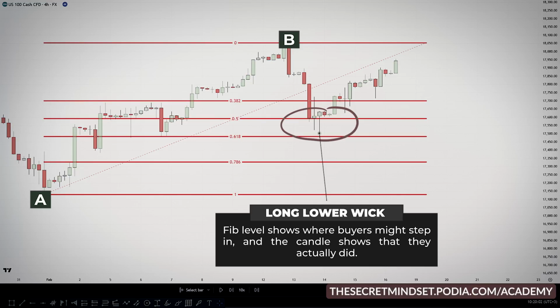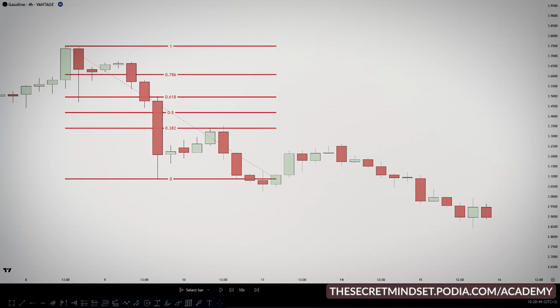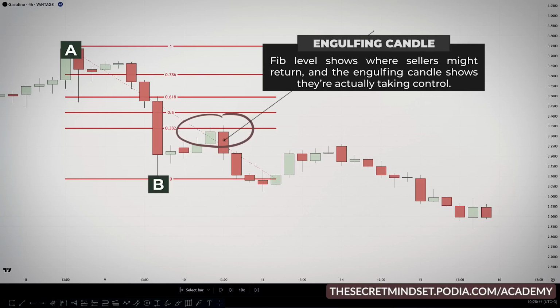The Fib level shows where buyers might step in, and the candle shows that they actually did. Here, price is in a downtrend and bounces up to the 38% Fib level. This level will act as a potential resistance in a downtrend. If an engulfing candle forms here, it implies the bounce might be over. So the Fib level shows where sellers might return, and the engulfing candle shows they're actually taking control.